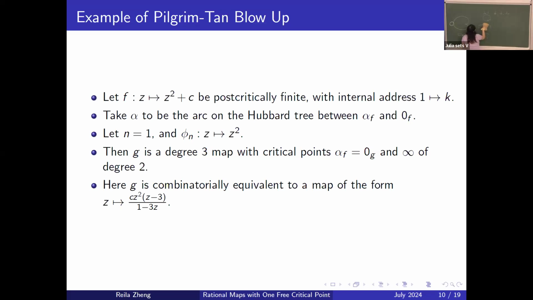Actually, maybe let me just reuse this diagram, where infinity is going to be 2 to 1, 0 is going to be 2 to 1, and this free critical point is going to be 3 to 1. So this map is going to be in that first parameter space that I showed you.